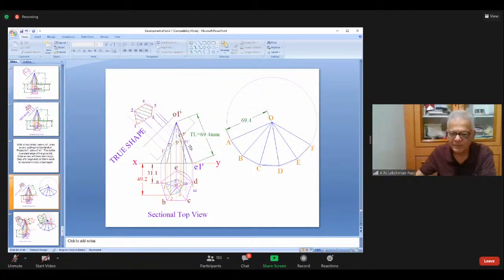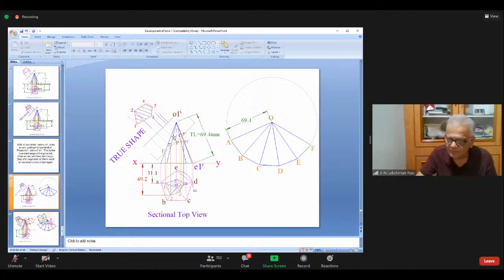In my figure, it is 69.4. With O as center, draw a circle of radius 69.4. Now, take any point A, with 30 radius you cut off B, C, D, E, F. Join all of them. Now, this is the development of the complete pyramid without this portion cut off.